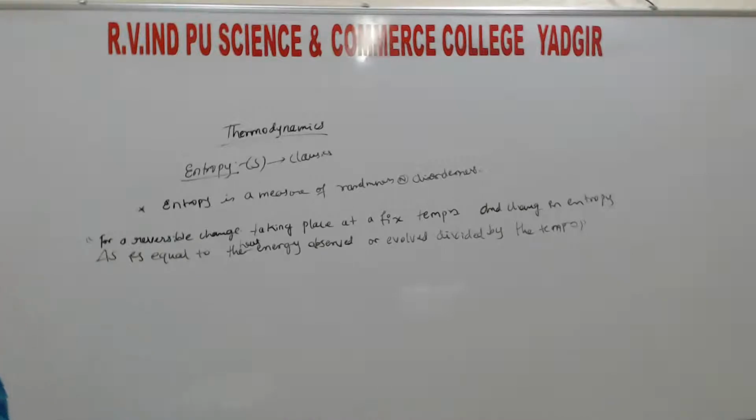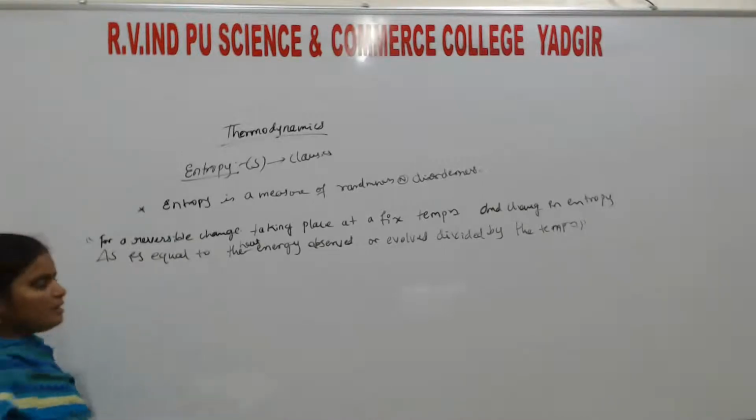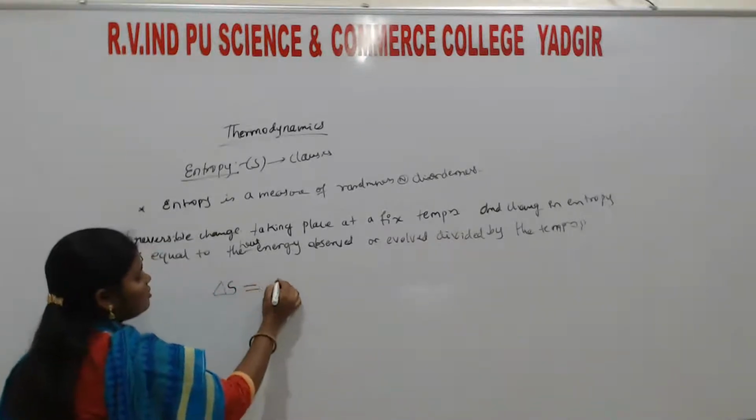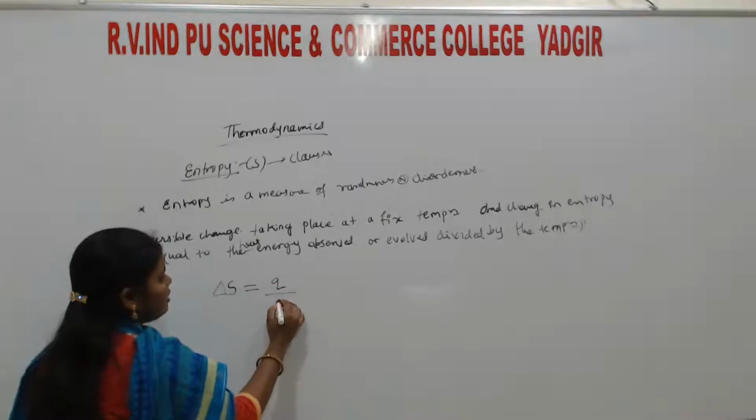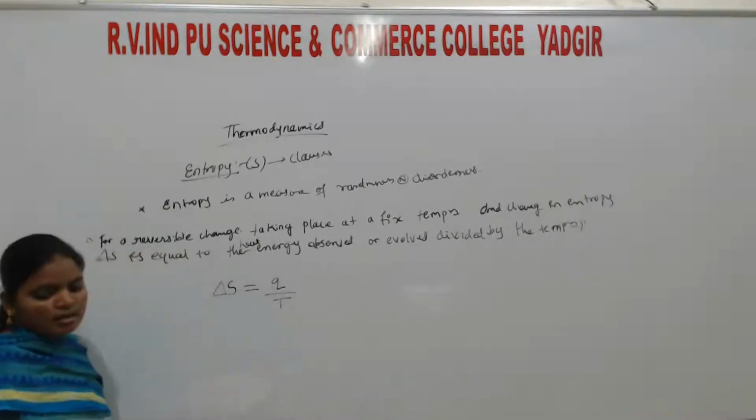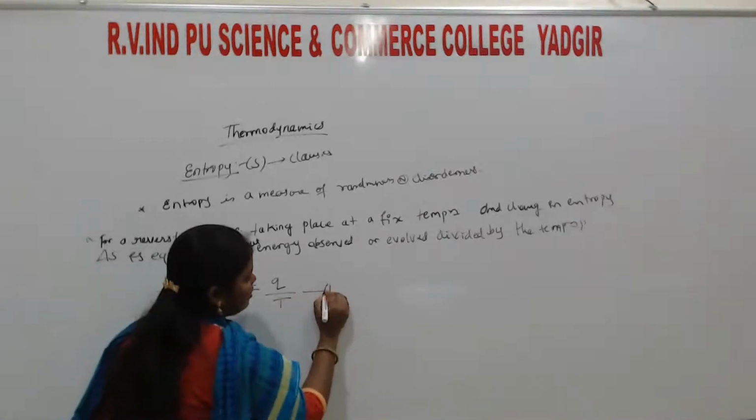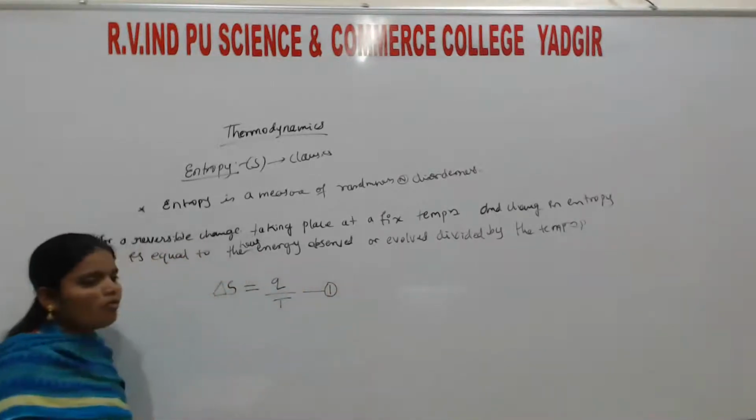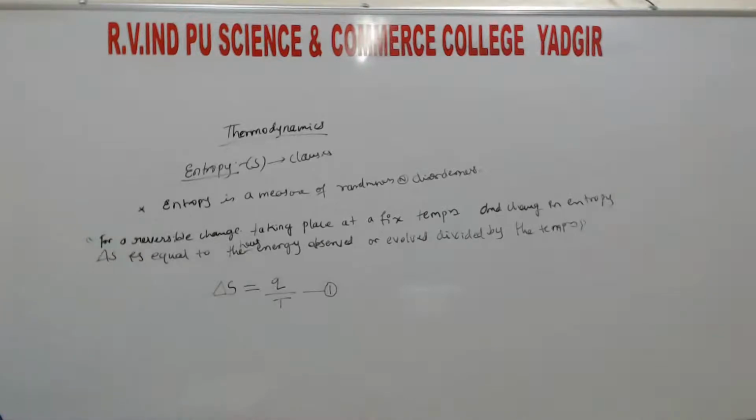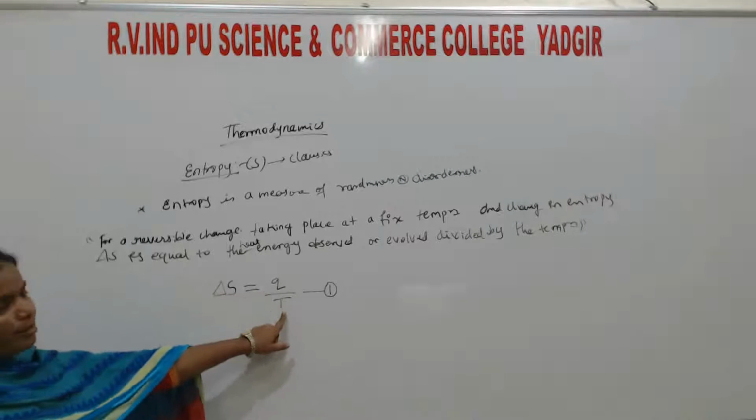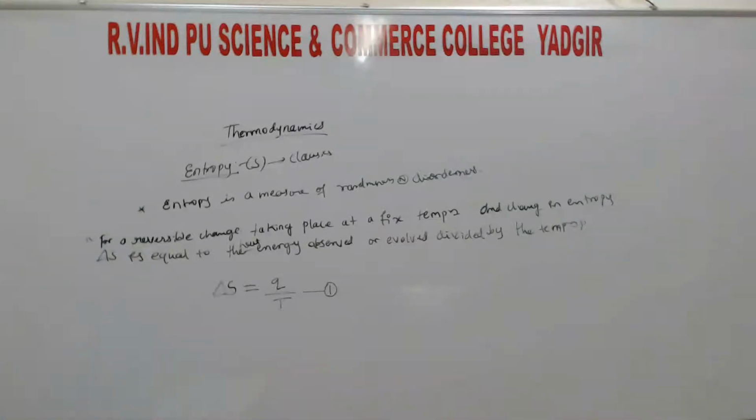That is the change in entropy. You can write that as delta S. Delta S is equal to the heat absorbed divided by the temperature T. This is equation number 1. Here you get equation number 1, the change in entropy, where heat absorbed is Q and temperature is fixed T.